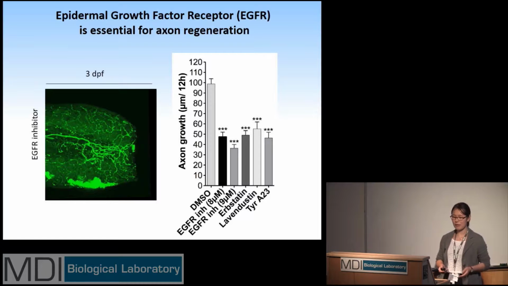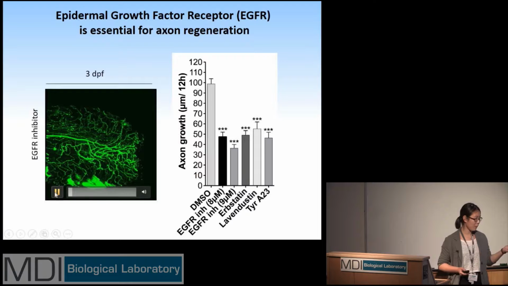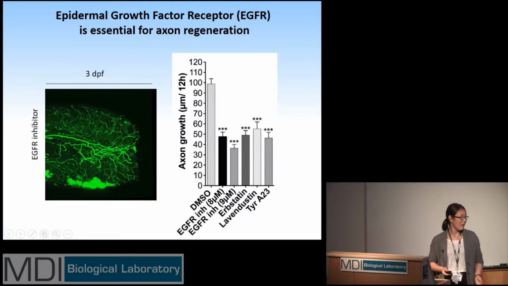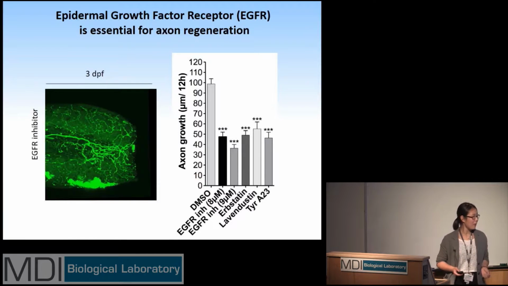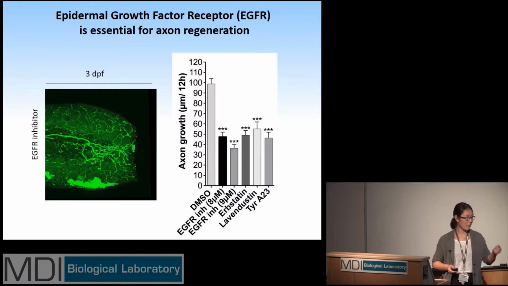In the video, you can see the axons, again marked with the green fluorescent protein, do not regenerate when EGFR is blocked with different inhibitors. Also in the graph, compared to the fish treated with DMSO, which is a control, the fish that were treated with different inhibitors do not regenerate as much as they should.